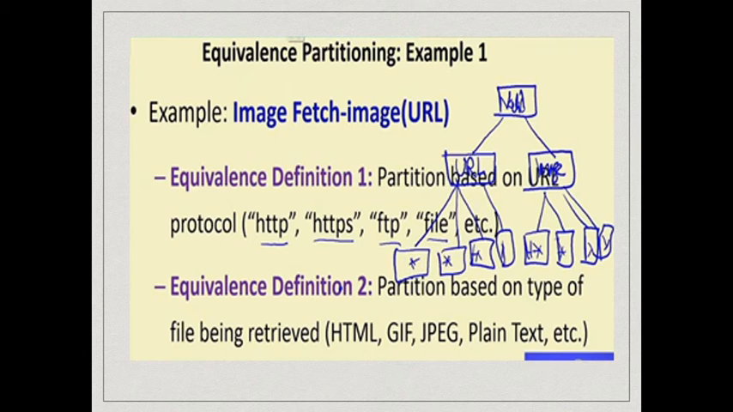One equivalence class may be that whatever the URL is giving, in terms of using HTTP or HTTPS, FTP, or it is a local file. So these are the set of equivalence classes based on how the URL is defined.